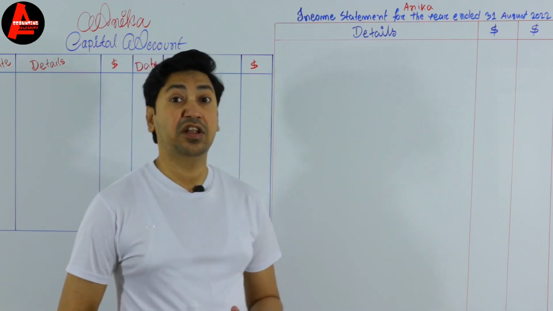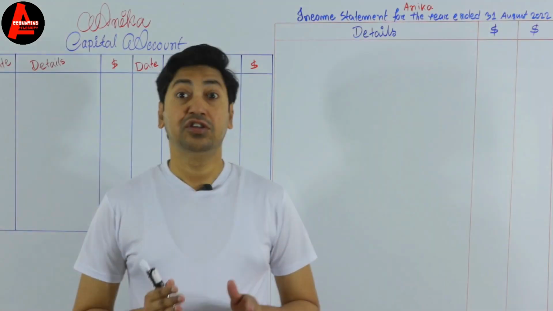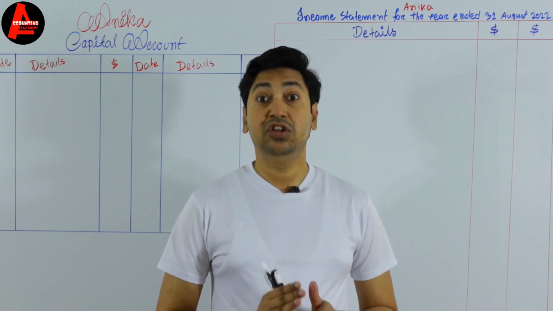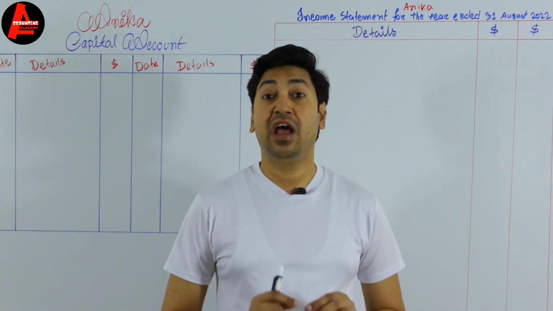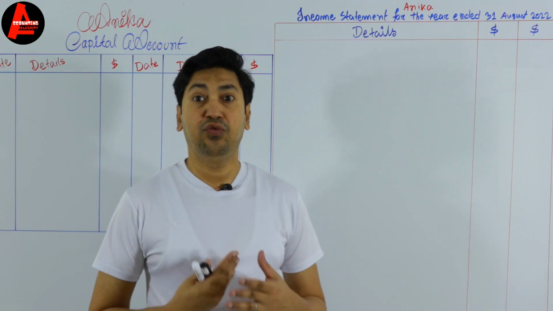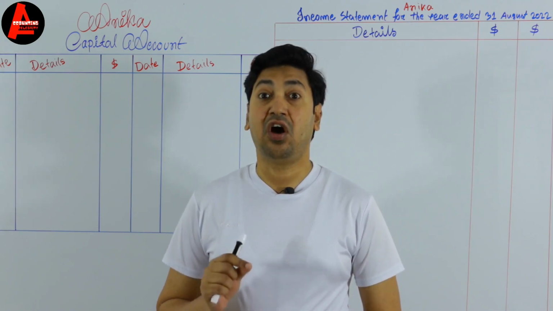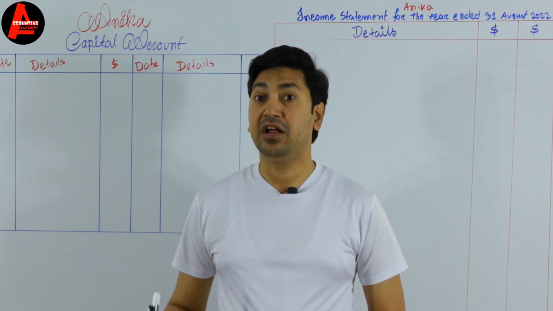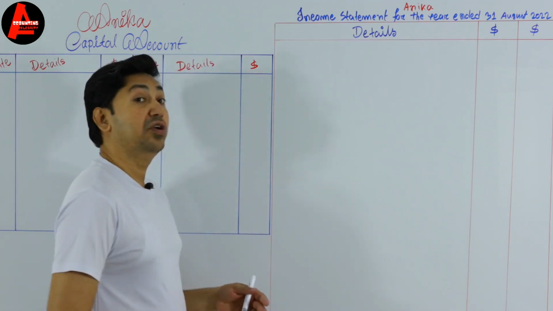Great. So here in the question we have capital, rent receivable, general expenses, bank, rates, insurance, repairs, drawings, non-current assets and depreciations. So these are all items not related to the income statement. Only revenue expenditures and revenue receipts will be here in this income statement. So what is the revenue receipt here? We have rent receivable, which is the only source of income for Anika as it is a service business.